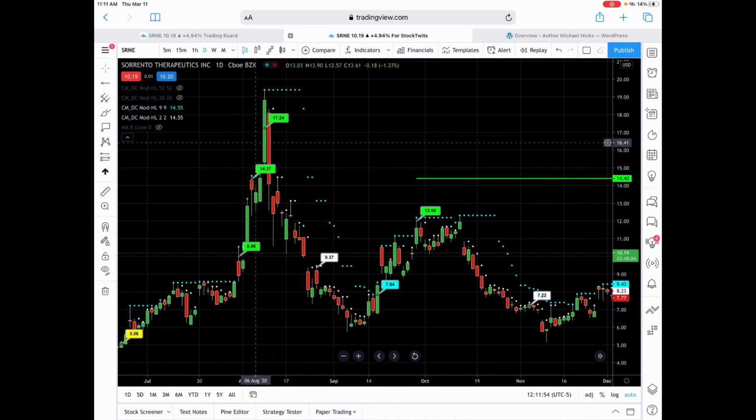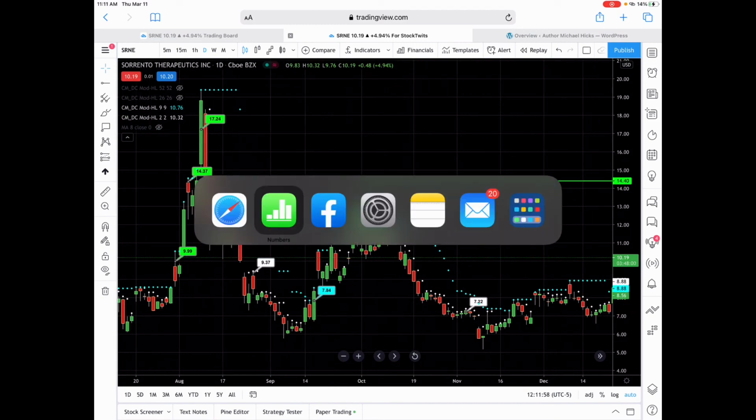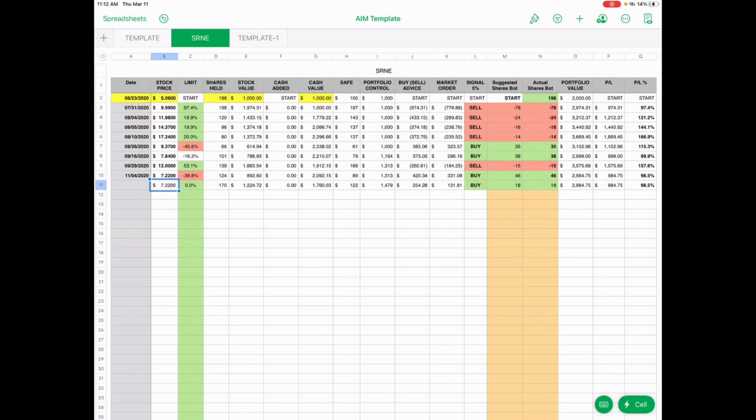Enter your prices, keep track of things, because it helps you visualize that. Keep track of things in the spreadsheet, set your buy and sell orders, and really that's all there is to it. There's some more details, but that's the main thing.